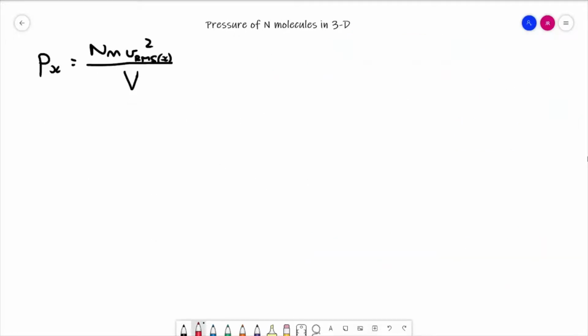So we're into the final stretch with pressure now. We've got an equation for n molecules in one dimension. We just now need to scale this up into the 3 dimensions. So let me just remind you of how we go to 3 dimensions from last video and the start of this video. Total velocity squared is Vx squared plus Vy squared plus Vz squared.